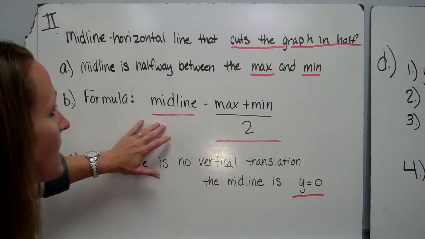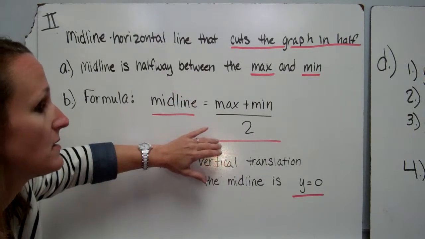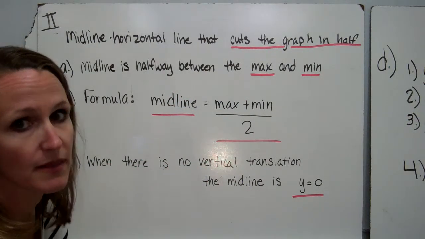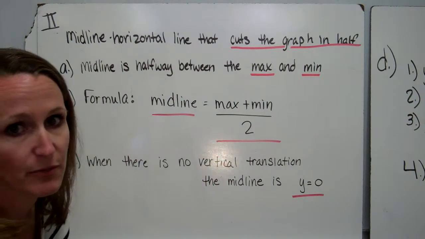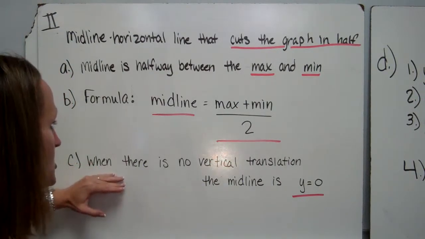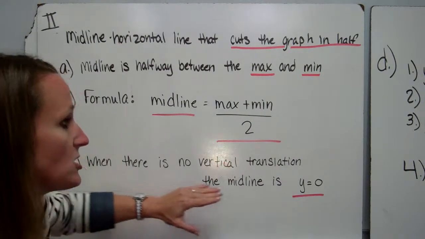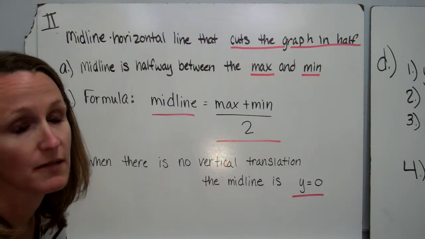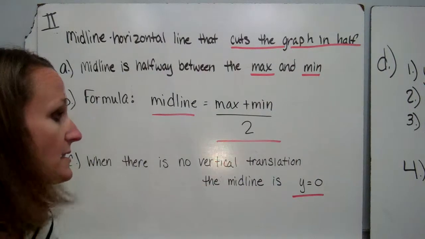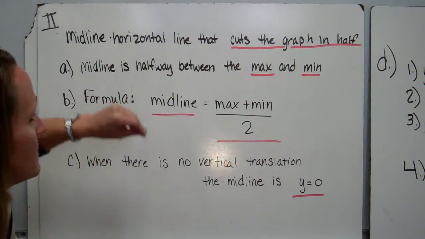The formula for midline is the max plus min divided by 2, similar to amplitude. However, this time we don't take the absolute value. And as I just said, when there's no vertical translation, your midline is at y equals 0. I think I just said x-axis. I meant to say the y.